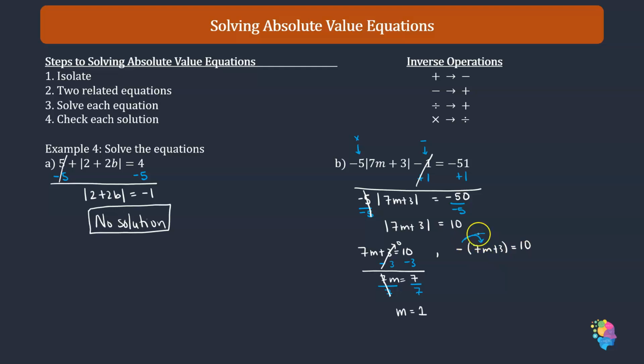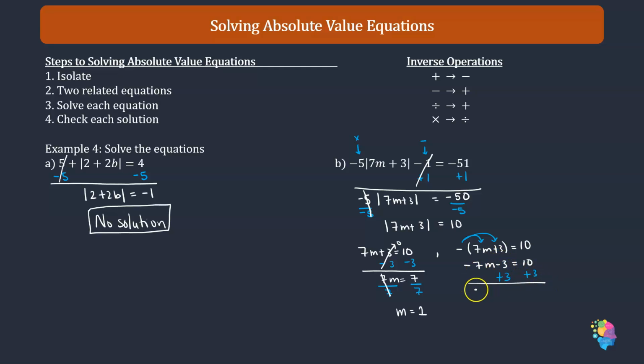Let's distribute that negative. And this gives us -7m minus 3 is equal to 10. Now, at some point when you've probably done like 1,000 of these, you can probably skip this step and just write the opposite in sign of the expression and start down here. I prefer to write every step so that I don't make any mistakes. Let's move the 3. Add 3 this time because this is a minus.